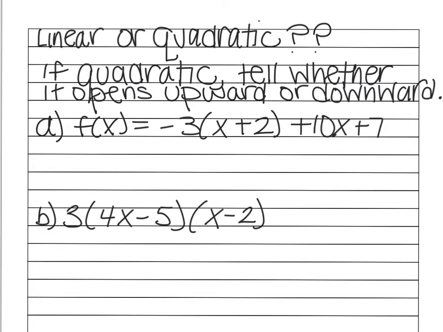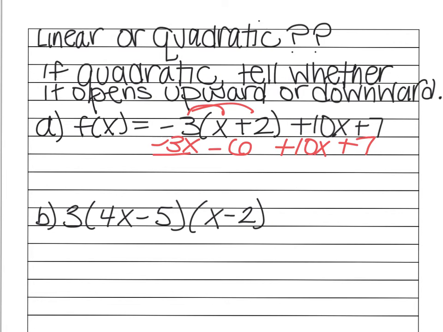So what we want to do with this is simplify. The first thing I'm going to do is distribute negative 3 to both parts here. I'm going to have negative 3x minus 6. And now I can add 10x plus 7 to it.